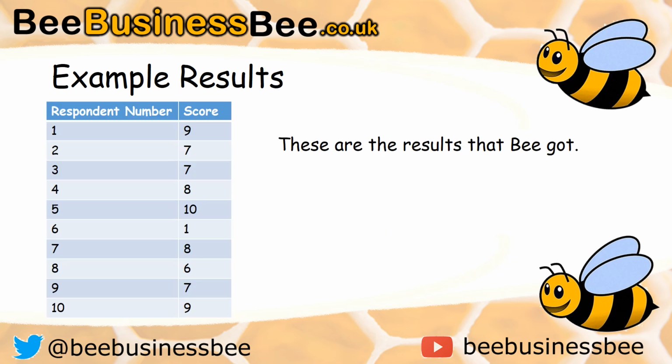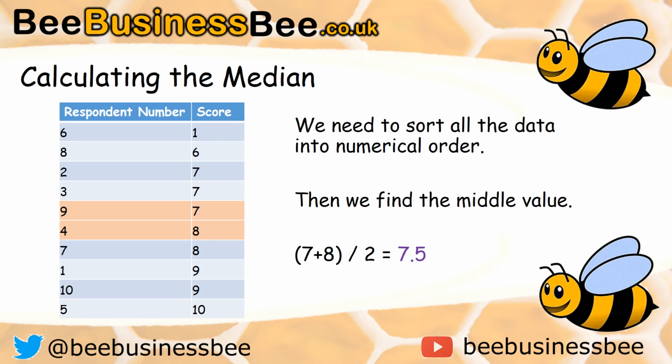Now, let's use this data to try and find our middle value. All we need to do is first sort the data into numerical order. So we get our scores and put them into numerical order, starting with the smallest and going through to the biggest, as you can see there. Because I've got an even number of respondents, I'm going to have to find my middle value by adding the two values in the middle together and then dividing by 2.